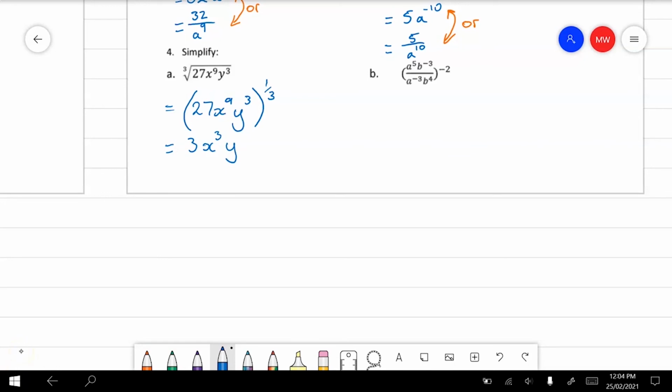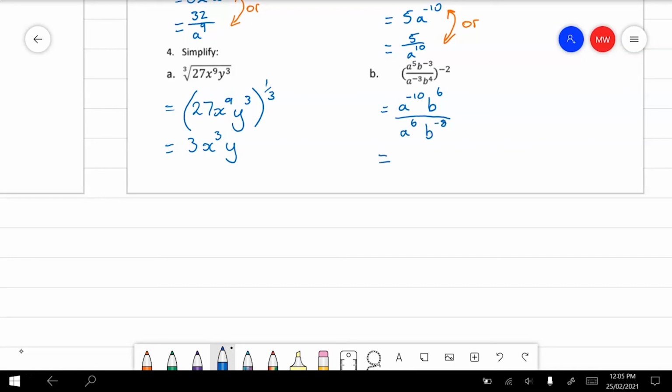Question 4b, we've got the same index law as in 4a. So we've got brackets. So we'll get rid of them. So we've got a to the 5 times minus 2, which is minus 10. b to the minus 3 times minus 2, which is positive 6, all over a to the negative 3 times negative 2, which is positive 6, and b to the 4 times negative 2, which is negative 8.